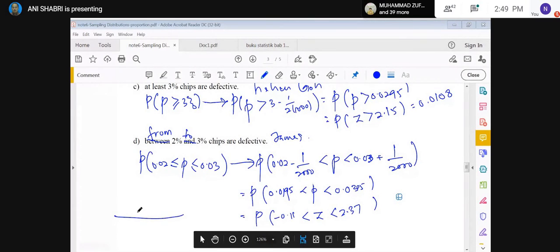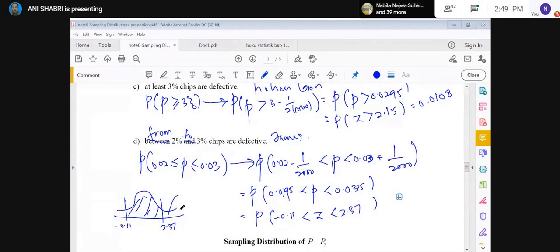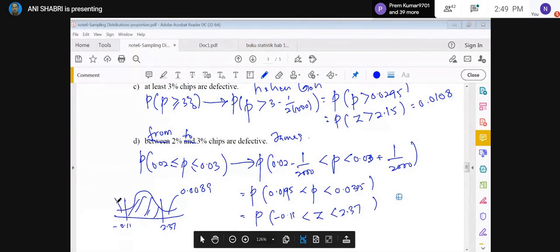Okay, looks from this one. Okay, negative 0.11 until 2.37. Okay, how to find this one? It is equal. Look the area here 2.37, we can get berapa? 2.37, 0.0089, satu lagi negatif 0.11.